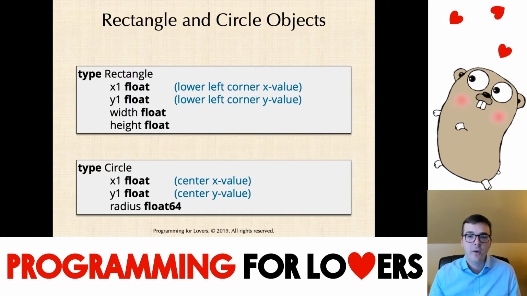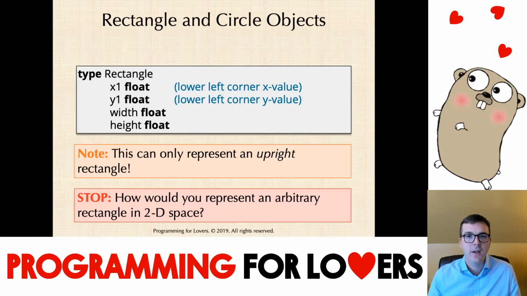You may, though, have noticed, well, this isn't a perfect rectangle type because the circle won't change when I rotate it, but a rectangle will. And I can only represent an upright rectangle currently. And so you might pause to think for a second about how we might represent an arbitrary rectangle in two-dimensional space. So if the rectangle is slanted or rotated slightly, how would I represent that arbitrary rectangle?